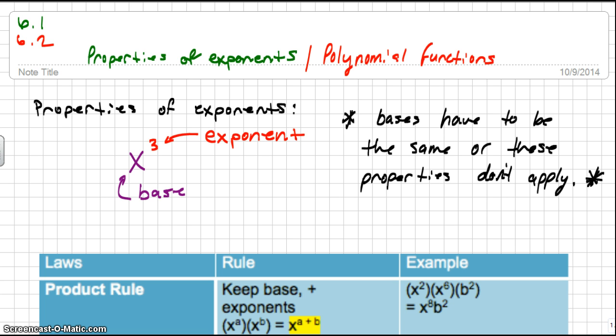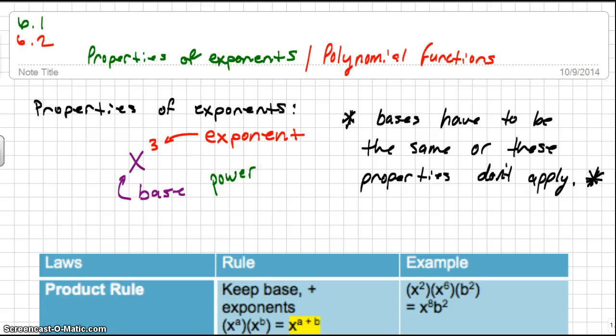Here we have a base x and an exponent of 3. If we put this whole thing together, we call it a power. So when used together, this whole thing is a power. And I'll refer to that whole quantity as a power from now on, with the base being the purple part and the exponent being the red part.